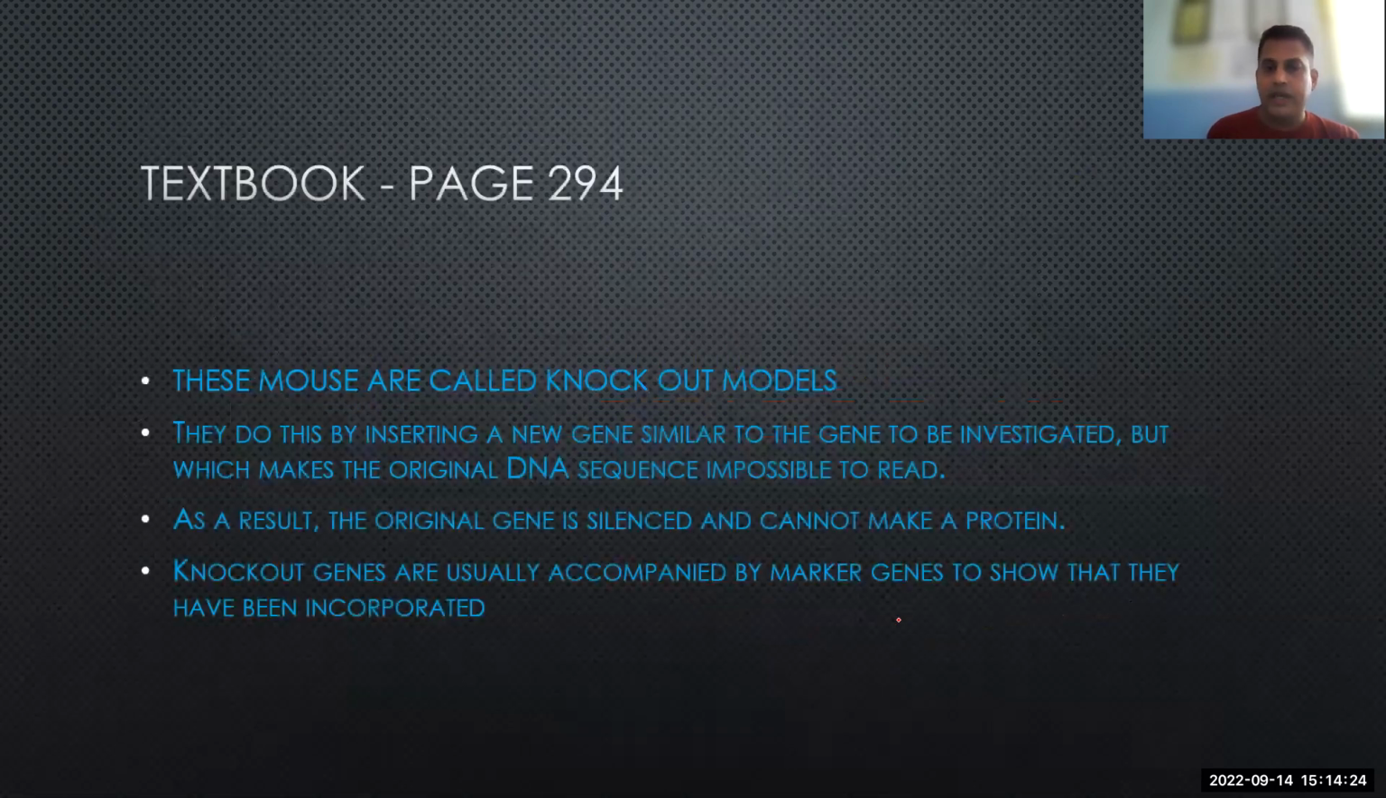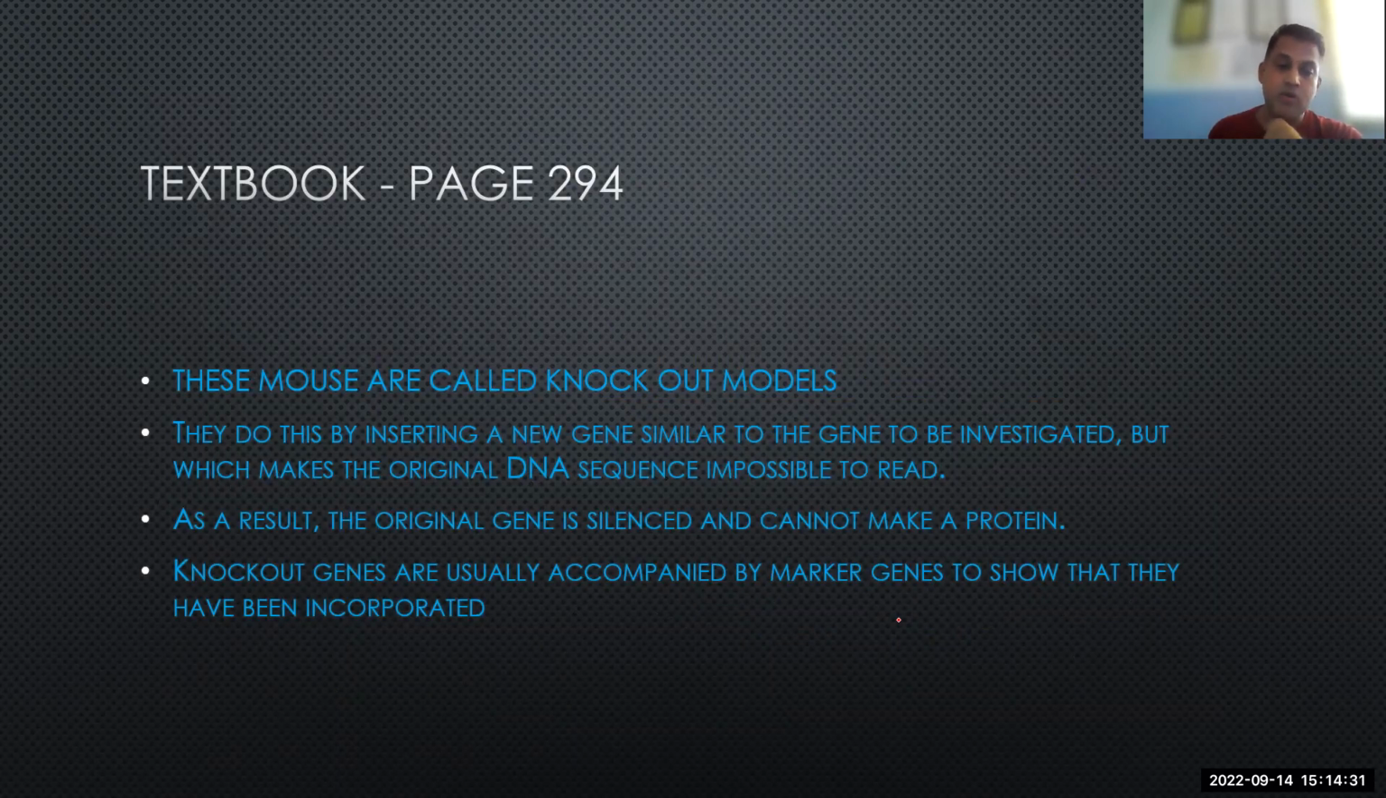After that, in the textbook, page 294, it's written like this. These mice are called knockout models. They do this by inserting new genes similar to the gene to be investigated, but which makes the original DNA sequence impossible to read. As a result, the original gene is silenced and cannot make a protein. Knockout genes are usually accompanied by a marker gene to show that they have been incorporated.